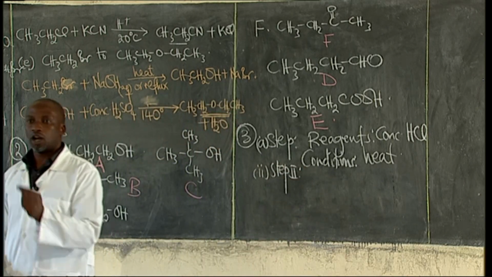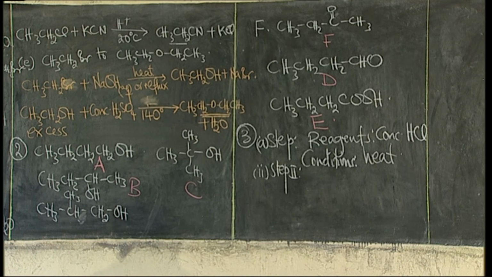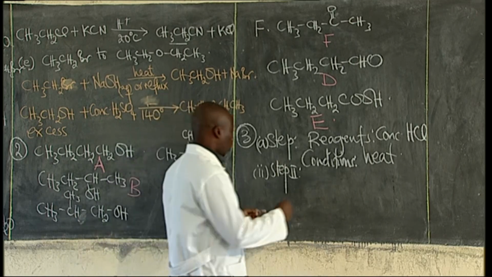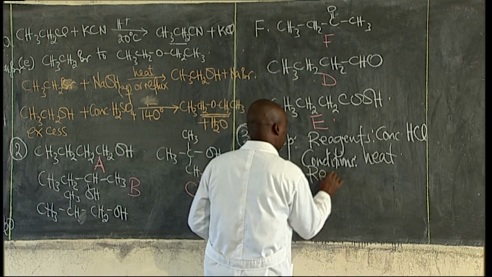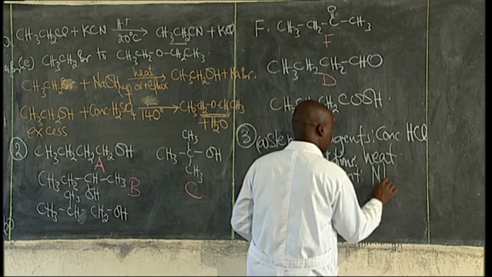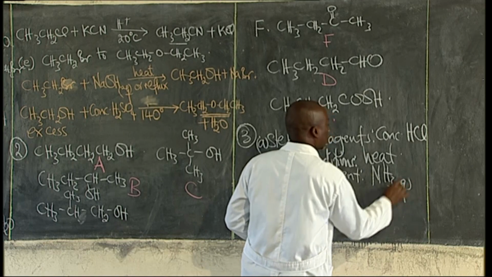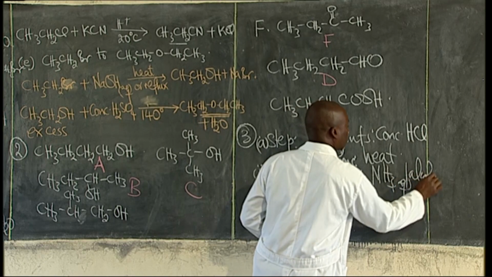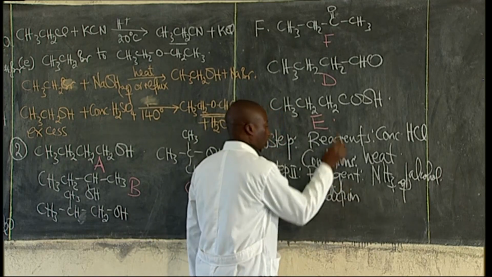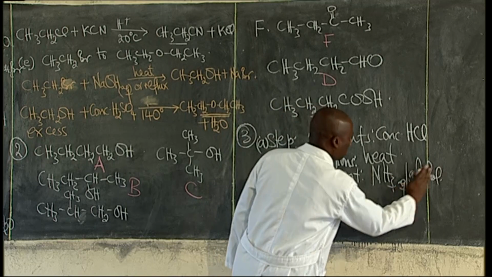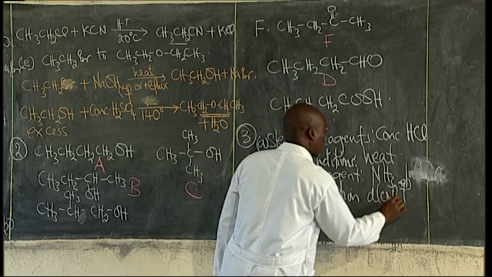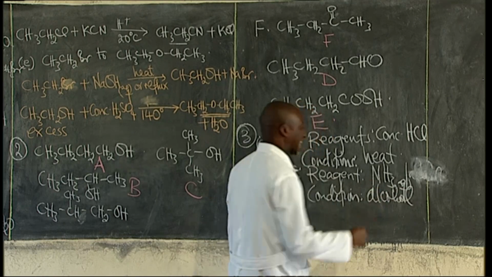Step number 2, you are moving from alkyl halide to amine. You remember these reactions of alkyl halides. So this is the reagent, you use ammonia solution in alcohol. The condition here, so this is ammonia, the alcohol will be the condition, because the alcohol is used as a solvent.